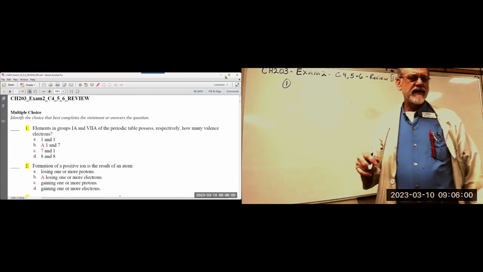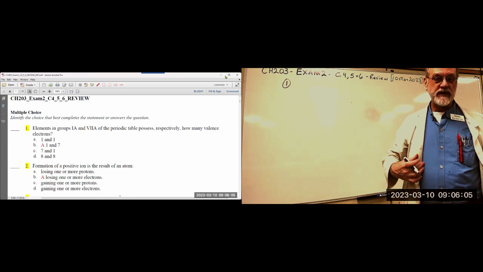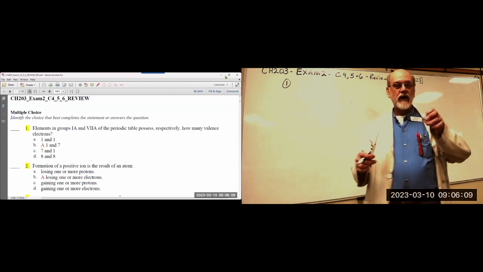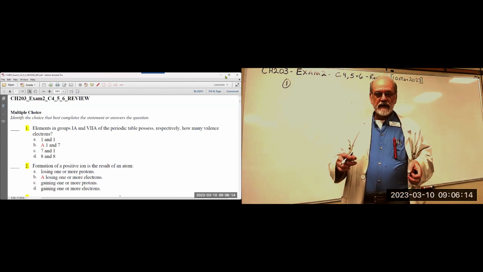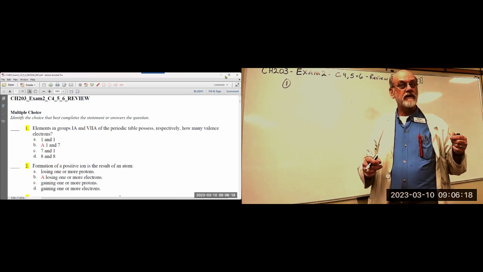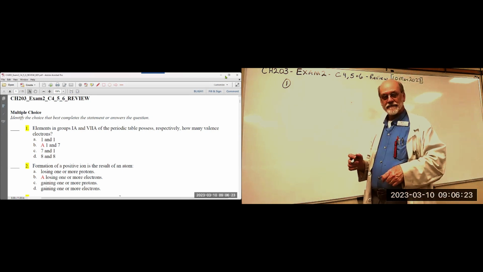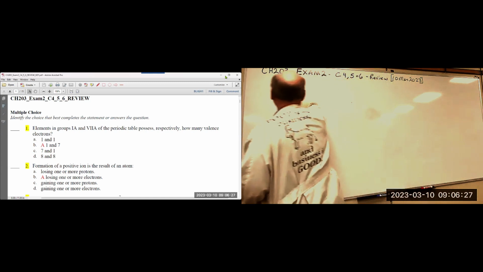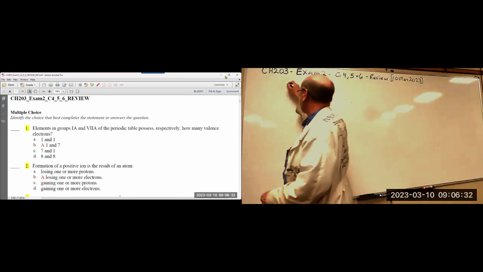Elements in group 1A and 7A, Roman numeral 7A of the periodic table possess respectively how many valence electrons? Okay, this is the old system of numbering the groups with the Roman numerals. And the Roman numeral tells you how many valence electrons there are, right? So it's 1 and 7. Yep, okay. That was simple enough. How about 2?